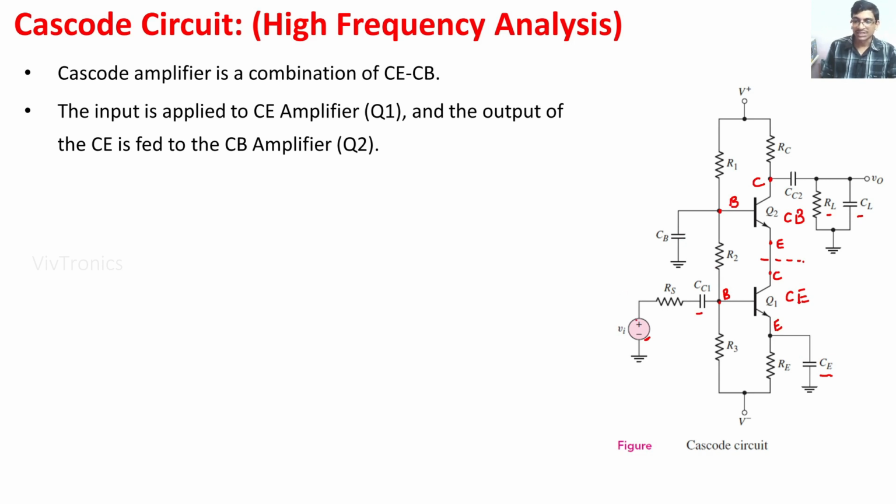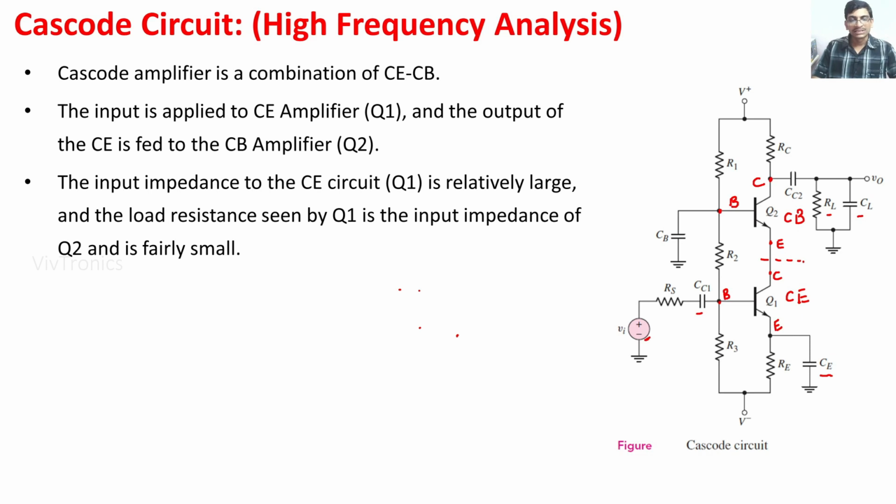and CB is the base bypass capacitor for the CB configuration. The input impedance of the CE circuit, which is Q1, is relatively large, and the load resistance seen by Q1 is the input impedance of Q2, which is fairly small. When we use this configuration, we can say that the input impedance of the CE is relatively large, and the output impedance of the CE configuration is the input impedance of the CB configuration. Here Zi2, the input impedance of the second stage, is the load for stage 1.